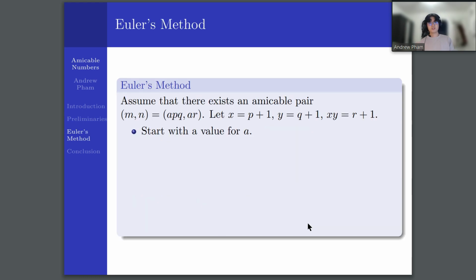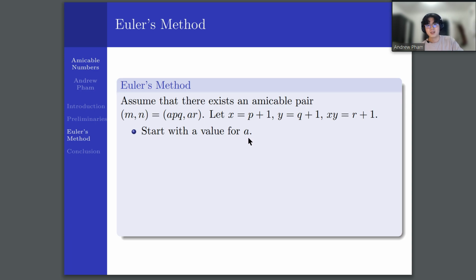So, Euler's method, what he did was he assumed that there existed a pair, M, N, where M is equal to APQ and N is equal to AR, where P, Q, and R are different primes, and A is the greatest common divisor between M and N. He also let X, Y, and XY be as follows, and if you guys noticed, X is simply sigma P, Y is simply sigma Q, and by the product of primes theorem, you can see that sigma R is given by XY.